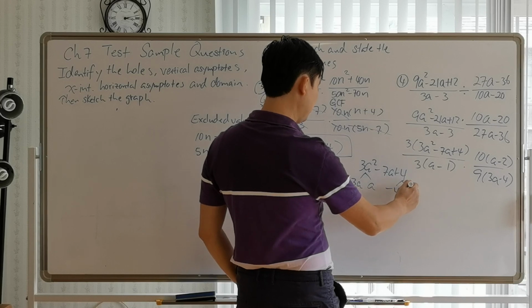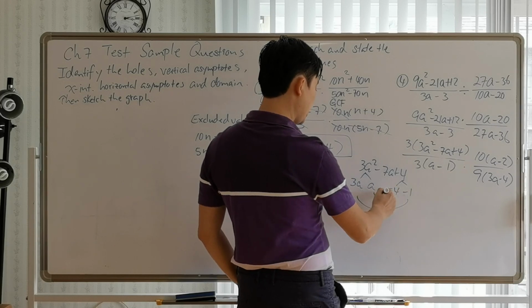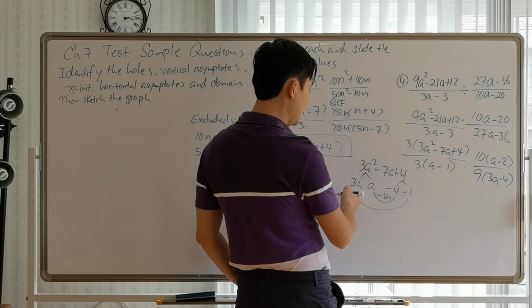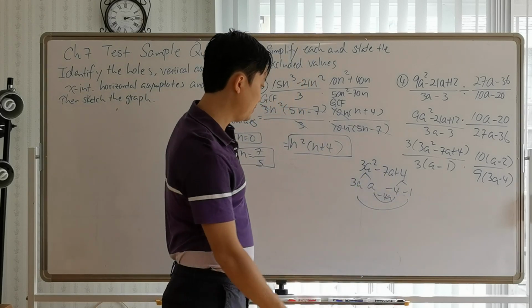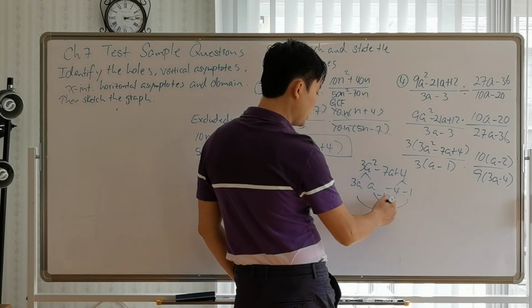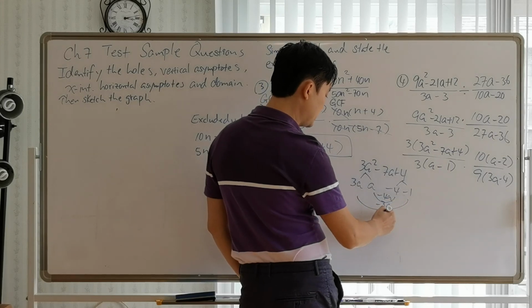Or negative 4, negative 1. Checking the work, making sure that this one is the right setup here. Inner product, negative 4a. 3a times negative 1, negative 3a. So combine them, negative 7a.